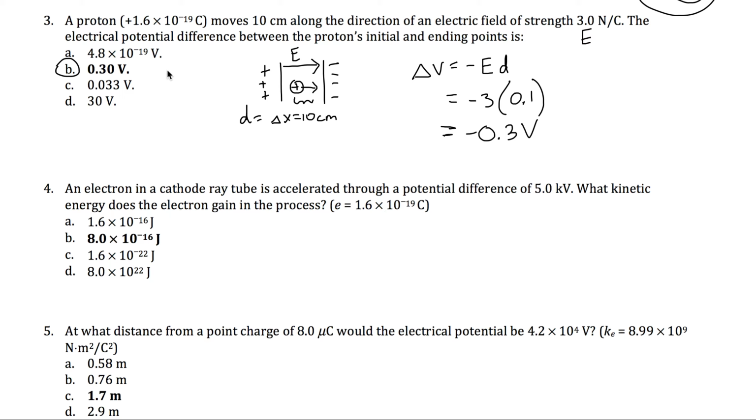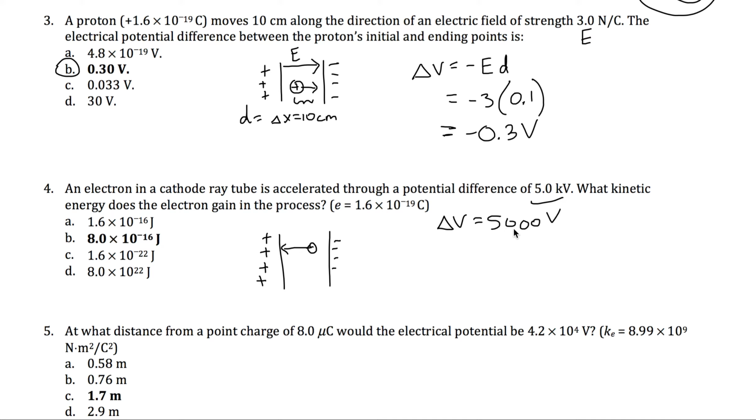Number 4. In this one, we're going to have an electron, so a negative charge. It's being accelerated through a potential difference of 5,000 volts. It's going from a low potential to a high potential. That's why the potential difference is positive, 5,000 volts.